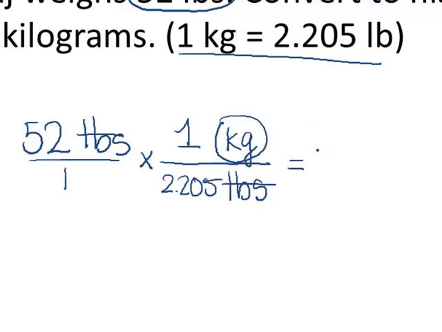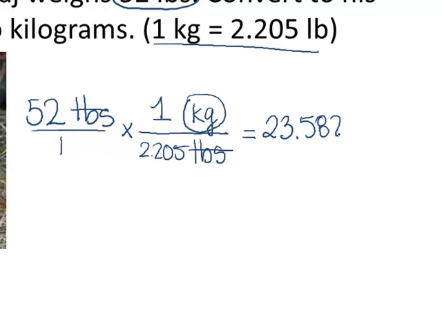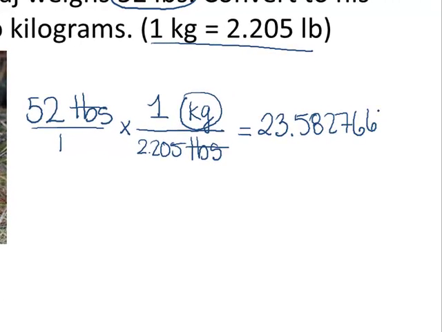Your calculator tells you the answer is 23.582766. Oh, I'm getting so bored writing this number, but that's okay because I know I'm going to have to round it. So we'll get to that in a second. In the meantime, 52 pounds times 1 kilogram over 2.205 pounds gives us an answer in kilograms. Now, if you haven't already, round this final answer so it has the correct significant figures. Go ahead and pause the video.